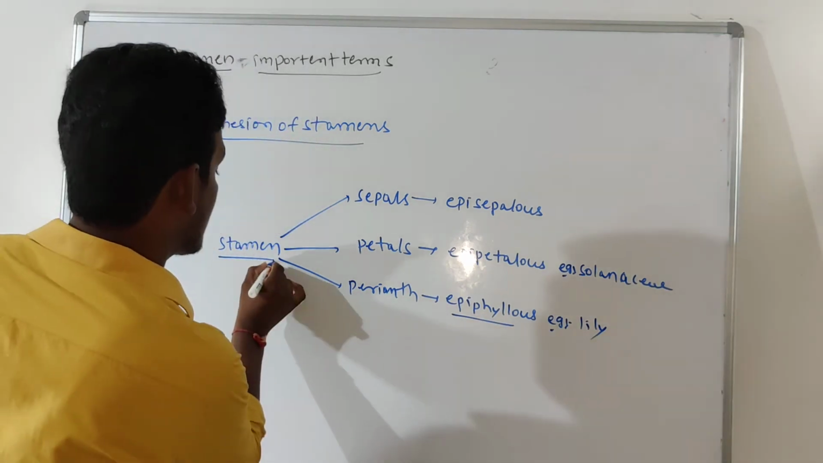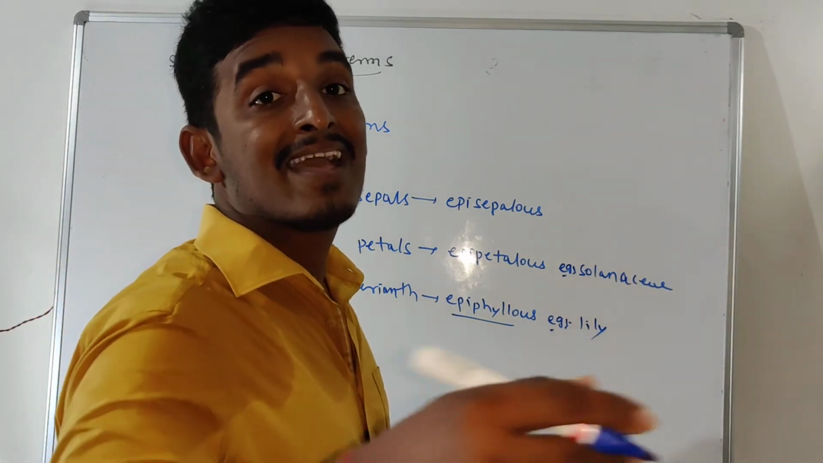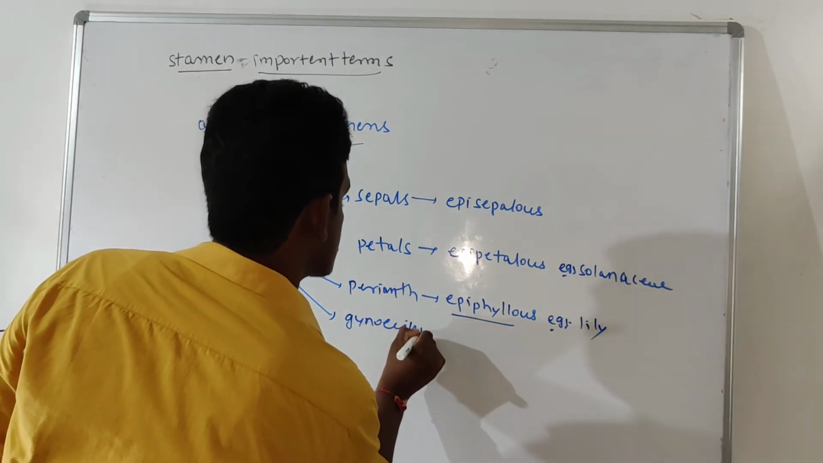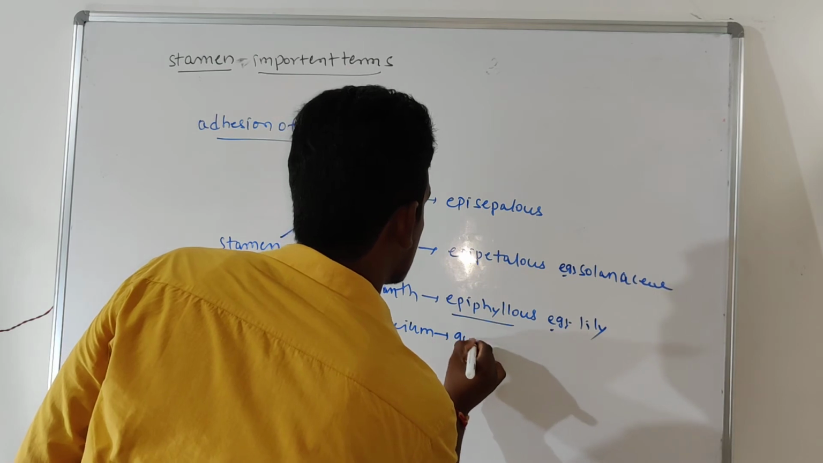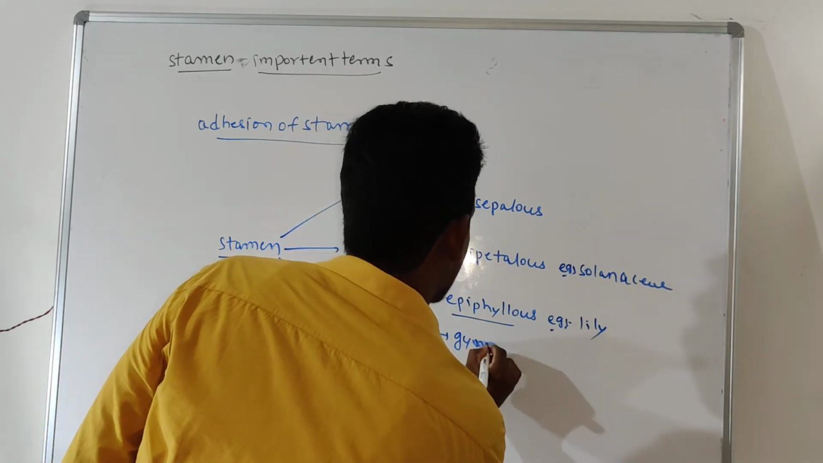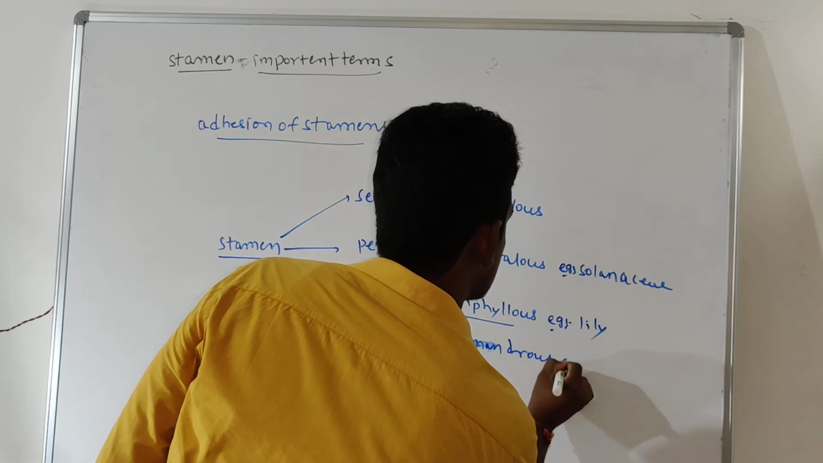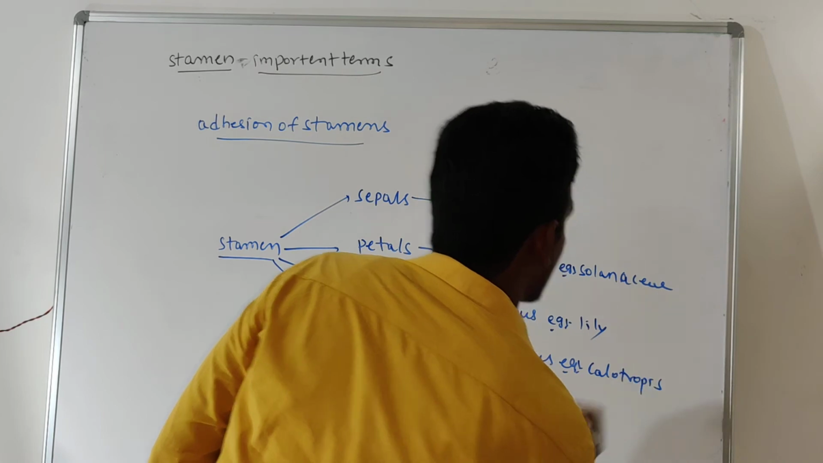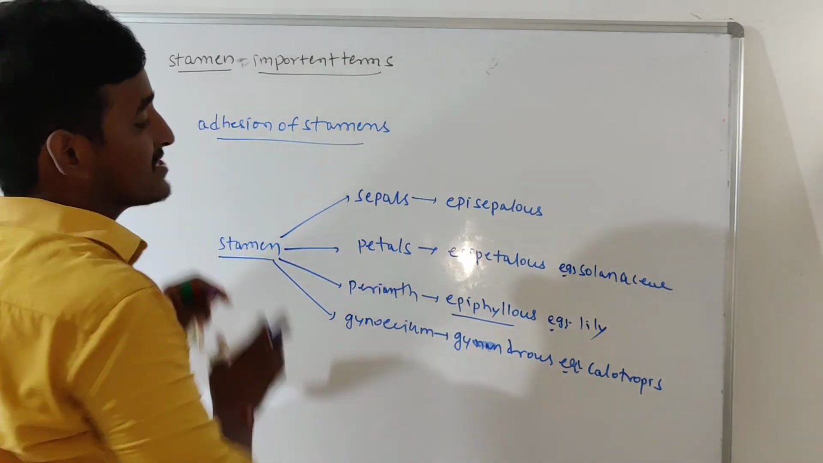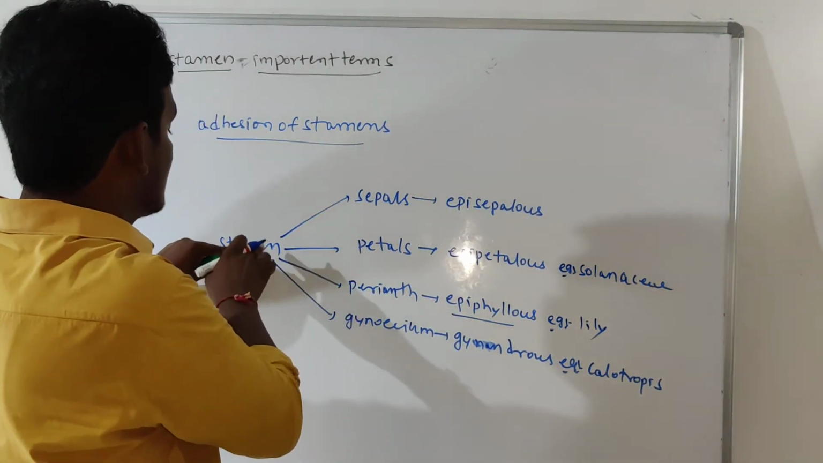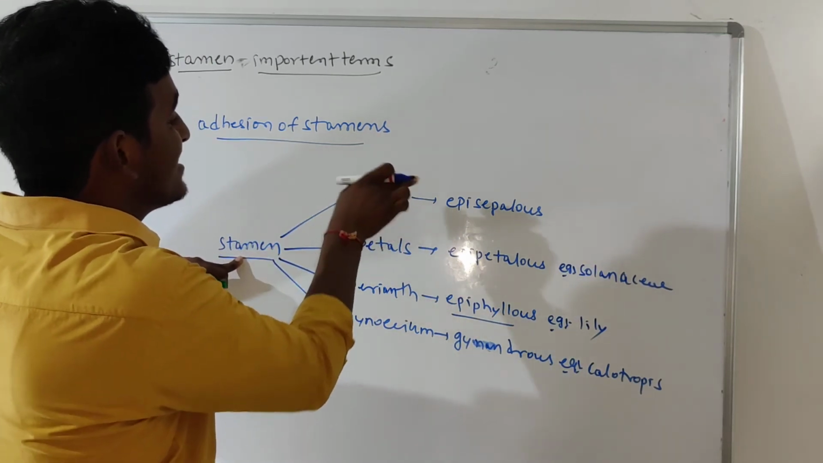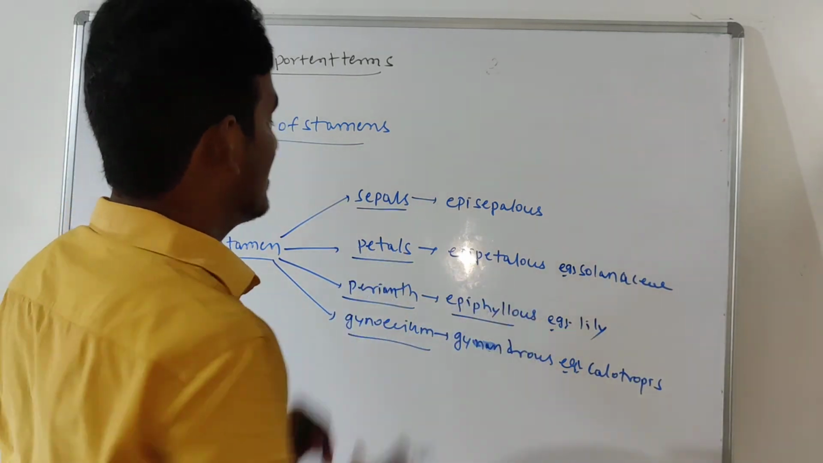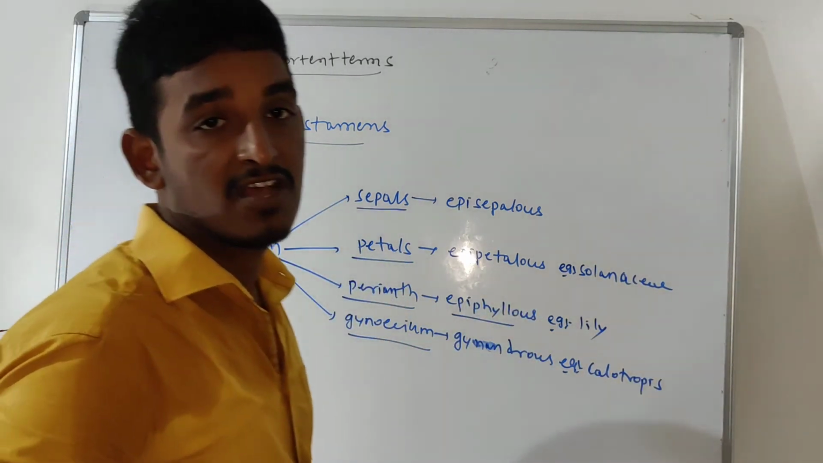If the stamens are united with the gynoecium, then we call it gynandrous. An example for this one is calotropis. So it is about adhesion of stamens. Adhesion of stamens means that the stamen is fusing with dissimilar whorls like sepals, petals, perianth and gynoecium. So these are the examples. So it is about adhesion of stamens.